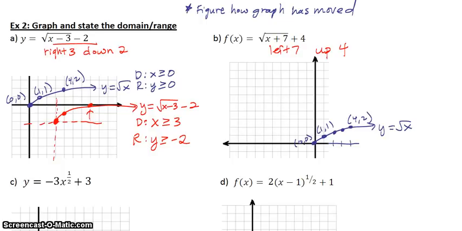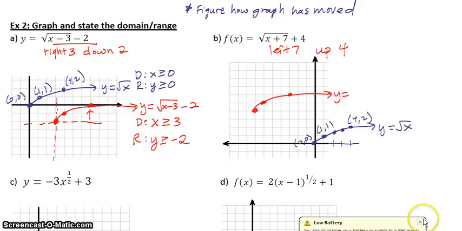Okay, so I'm going left 7, up 4. There it is. Okay, left 7, up 4. Left 7, up 4, from the original, and there it is. So that is my answer graph.